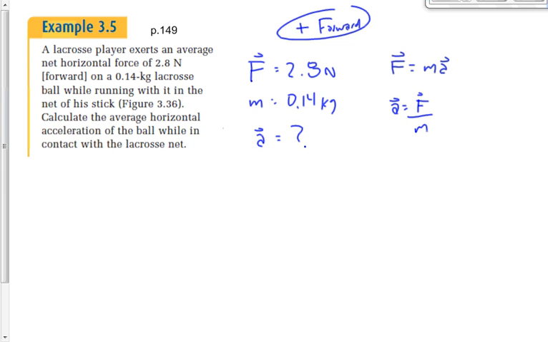Let's plug our values in here. 2.8 newtons over the mass of 0.14 kilograms. We do the math there. Works out to be 20. What units would we have here? What units should we have here? Carrie?